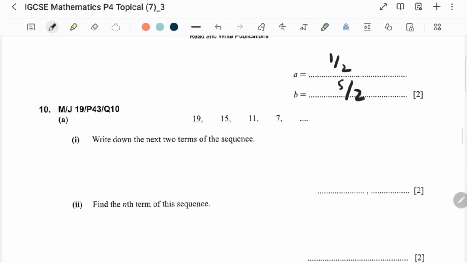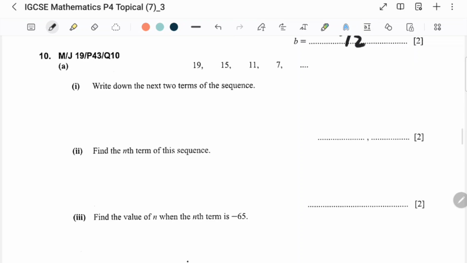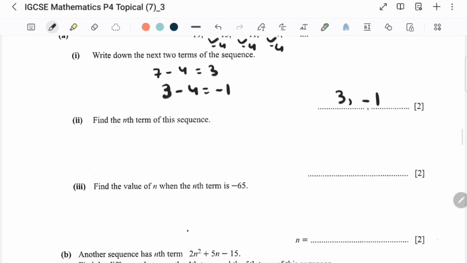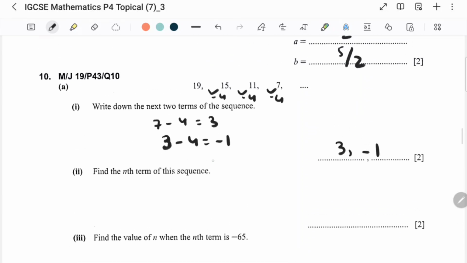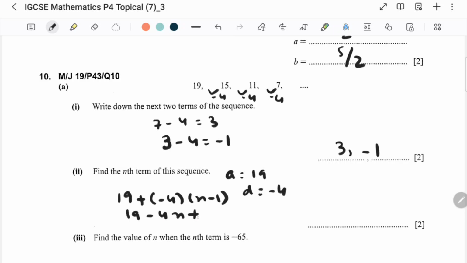Go to the next question. Write out the next two terms of the sequence 19, 15, 11 and 7. So that's a difference of minus 4. So you do minus 4. 7 minus 4 is 3, and 3 minus 4 is minus 1. So 3 and minus 1. Find the nth term of the sequence. So a is 19 and d is minus 4. Using a plus d times n minus 1, that is 19 minus 4n plus 4, which is equal to 23 minus 4n.